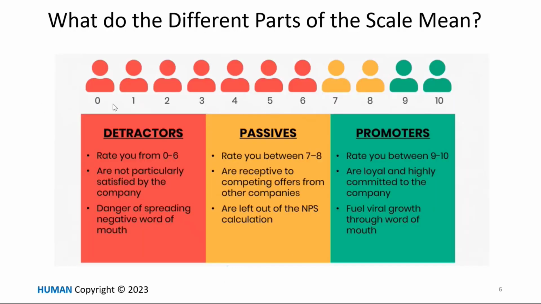So, what do the different parts of this scale mean? There's the scale, 0 to 10, and these are the different groups. So, the promoters who give you a 9 to 10 will improve your growth through repeat business and positive word of mouth. These are the ones that become your marketing department. The passive customers that will give you a score of 7 to 8 are kind of risky, and they can go either way. They're not going to forgive you for things. They can either detract from your brand or become promoters at any time, but they're very iffy.